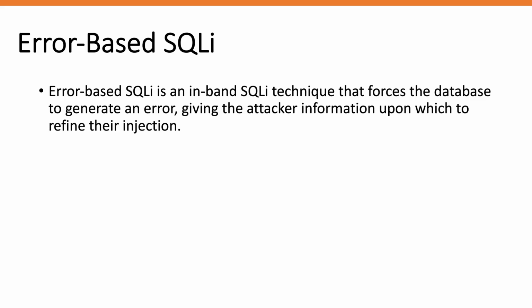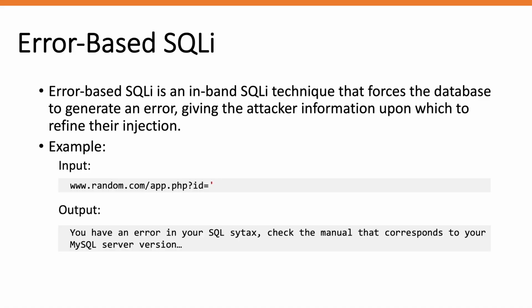Error-based SQL injection is an in-band SQL injection technique that forces the database to generate an error, giving the attacker information that could potentially aid in developing the injection payload. Let's take an example. Imagine you have an application, www.random.com, that has an ID parameter that is vulnerable to SQL injection. In this case, we're putting a single quote in the ID field, and because that is a SQL character and this is vulnerable to SQL injection, that single quote will become a part of the query, and so it'll break the backend query and output an error.